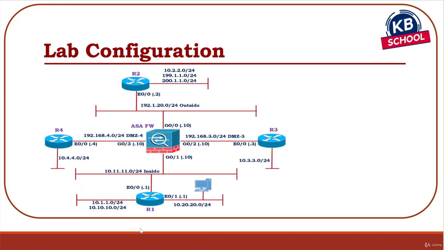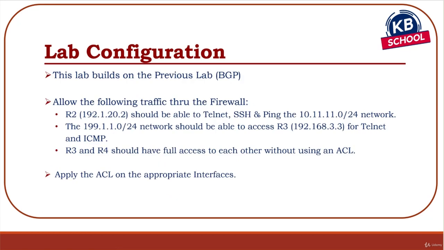My lab configuration builds on the previous lab. That was the BGP lab that had all the routing configured. So in this particular lab, the previous BGP lab is what I'm basing it on. Allow the following traffic through the firewall. The host R2, 192.1.20.2, should be able to telnet, SSH, and ping into the 10.11.11.0 network. So how would I do that? How do I write this ACL?